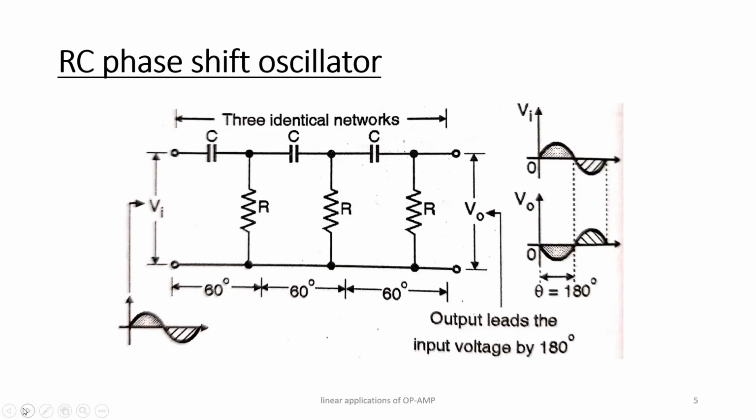Now, next is the RC phase shift oscillator. As the name suggests, this is an RC oscillator. Basically, it consists of an amplifier and a phase shifting network made of resistance and capacitor, as shown in the figure. The amplifier can be a transistor, a FET can be used as an active device, or an operational amplifier can be used.